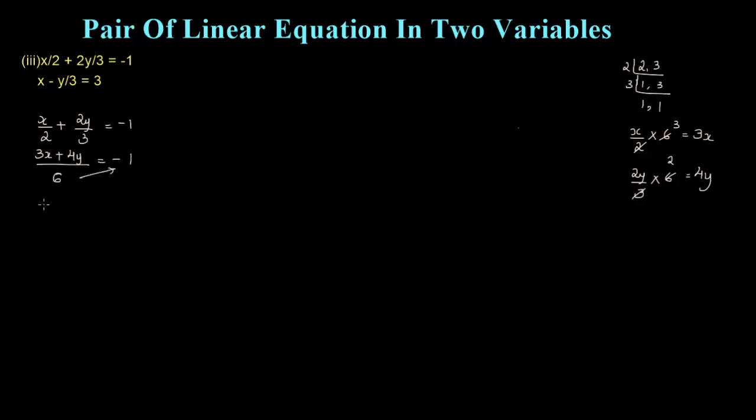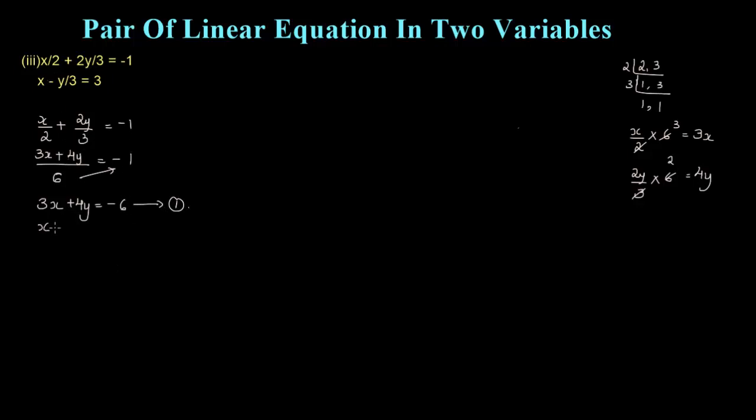Now you need to just cross multiply this. 3x plus 4y is equal to minus 6. So we just brought this equation into the form of ax plus by is equal to c. Right? So let me take this equation as 1. Same thing you do for the second equation.